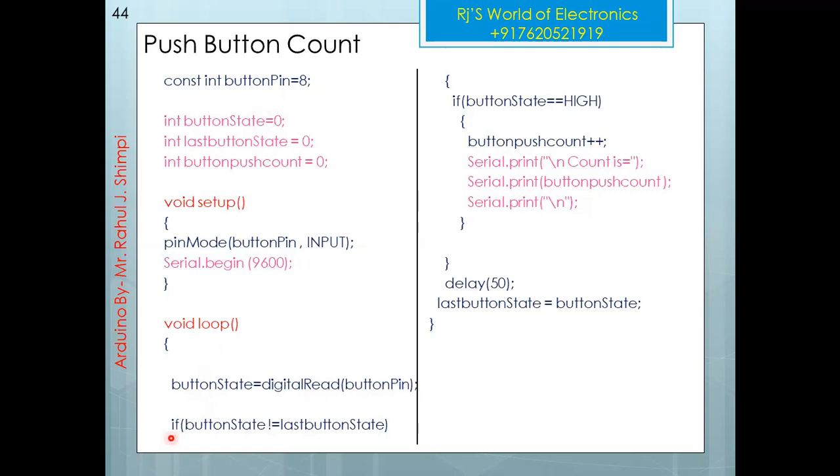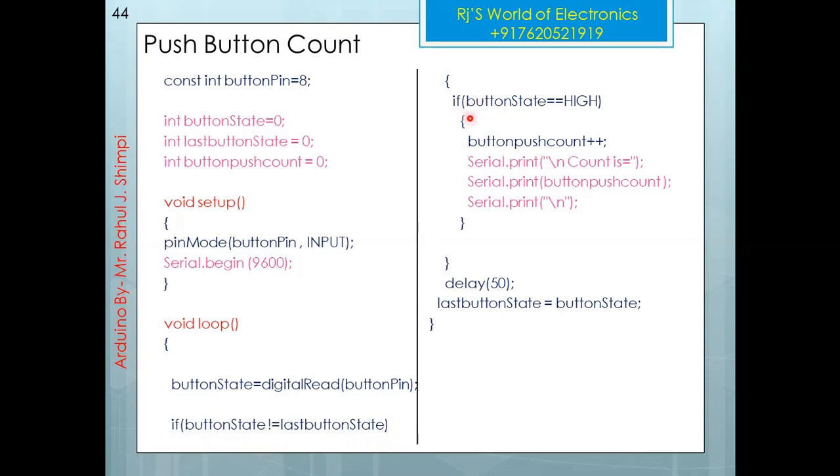Now I am comparing the button state, whether the button is pressed or released. For that I have used an if statement: if buttonState is not equal to lastButtonState. Sometimes we forget to release the button. In that case, it will continuously consider the button as pressed, so it will continuously increment the button count. Here I use one conditional statement. It will check the current button state with the last button state, and if it is not the same, then it will move to the next stage.